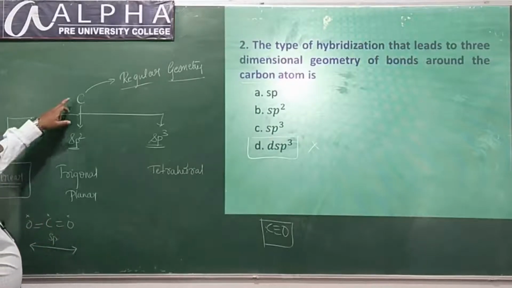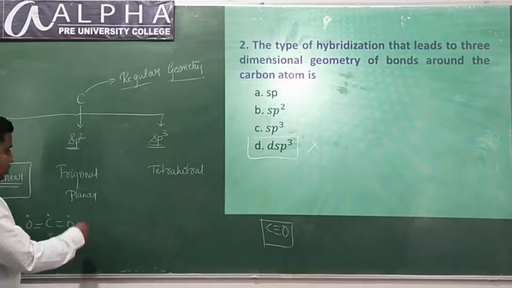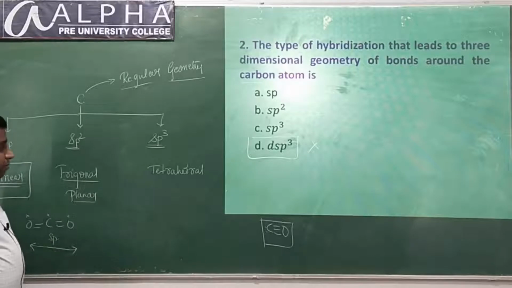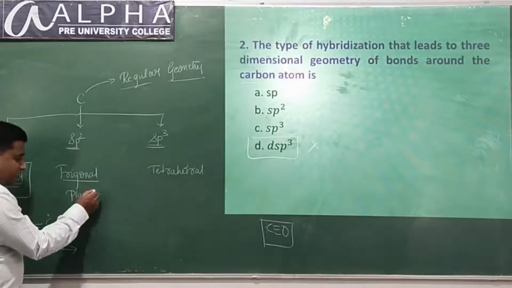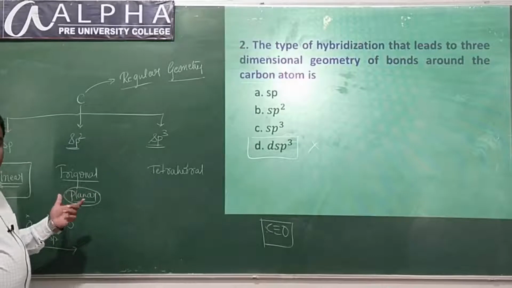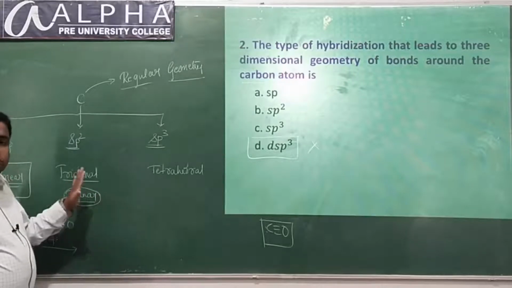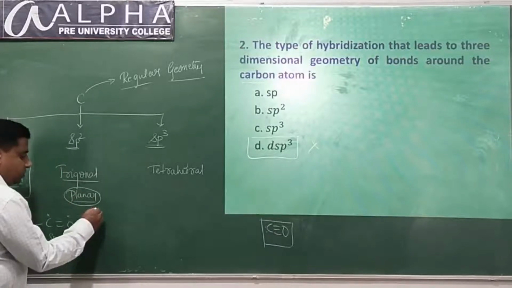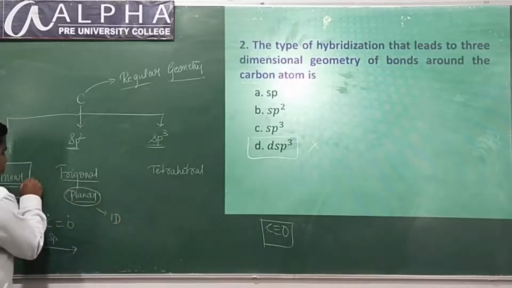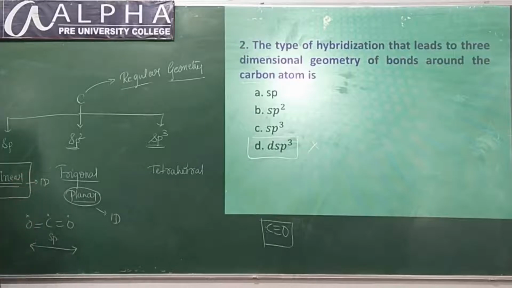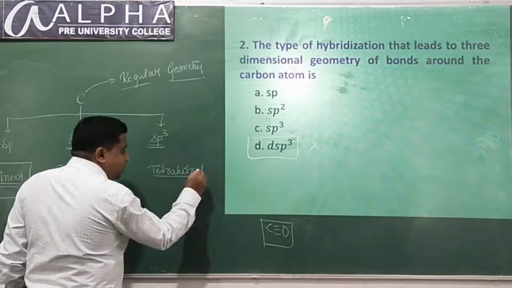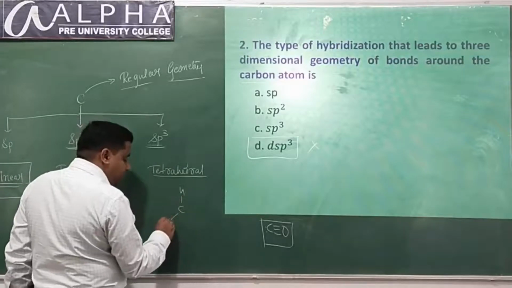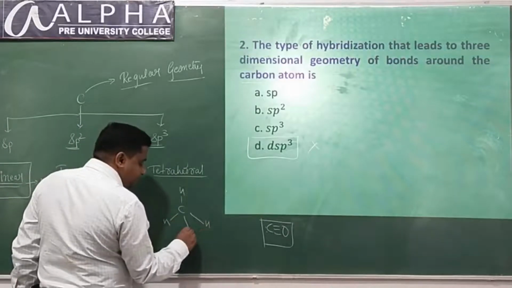Now if carbon is sp2 hybridized, look at here, what is the geometry? Trigonal planar geometry. The word itself is telling us planar means all the atoms, the central atom and the terminal atoms, will all lie in one plane. That means this is also one dimensional, correct? One dimensional.